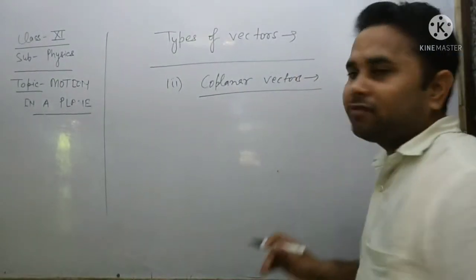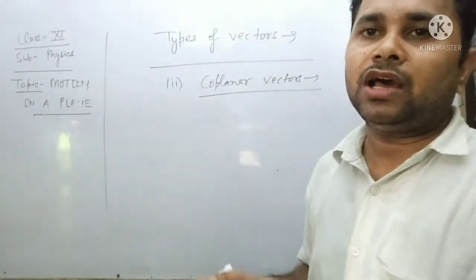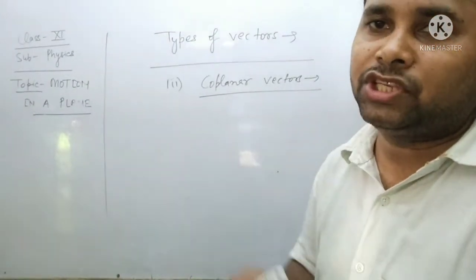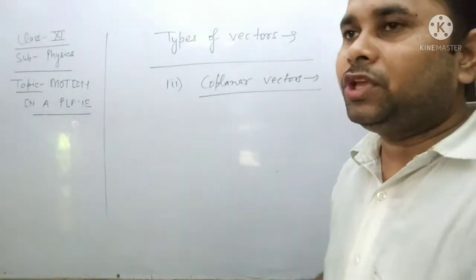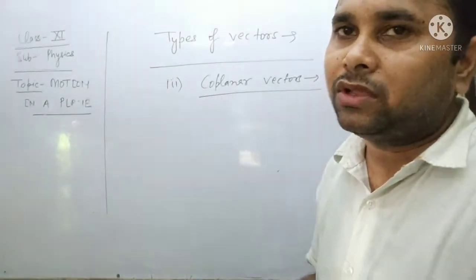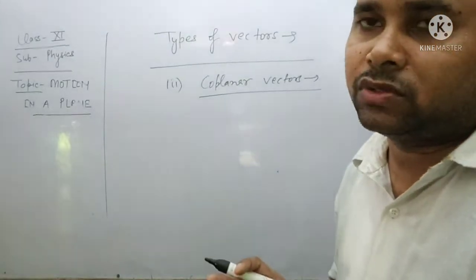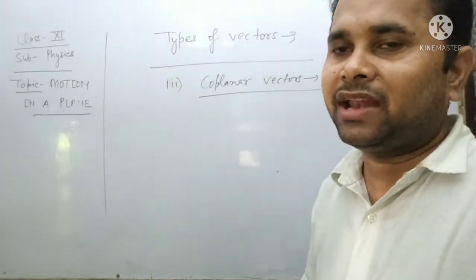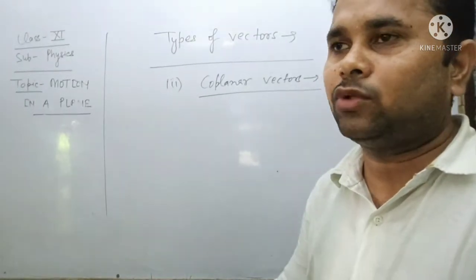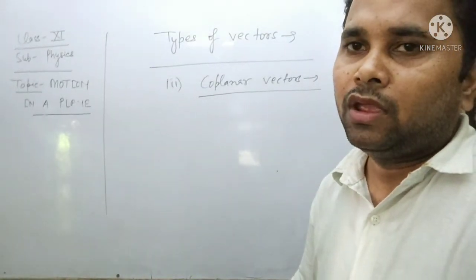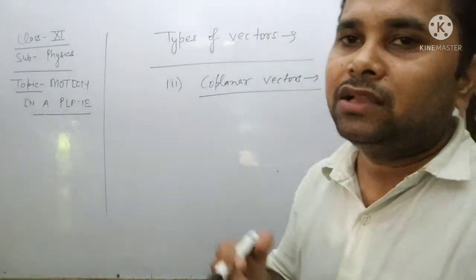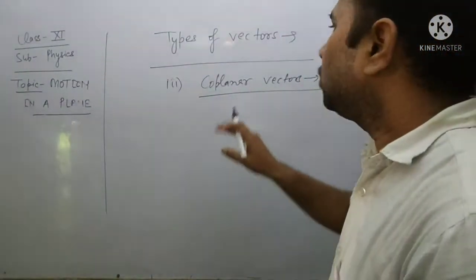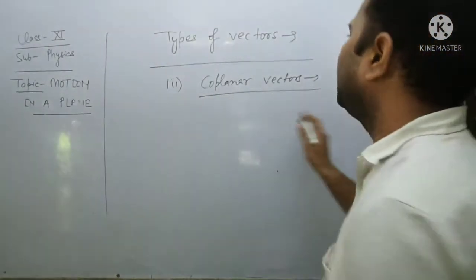Similarly, collinear vectors are those vectors which are along the same line or which are parallel to each other. They may have the same magnitude and also different magnitudes. If same magnitude and direction, they are like vectors, or call them equal vectors. And if the vectors are parallel but having different magnitudes, they are called collinear vectors.